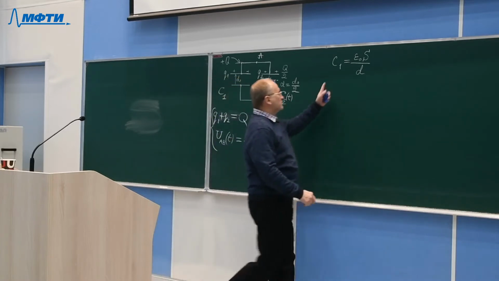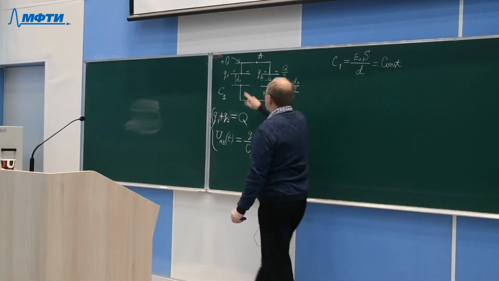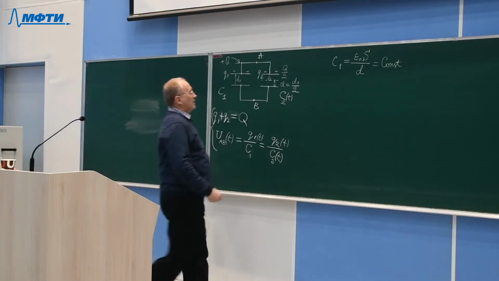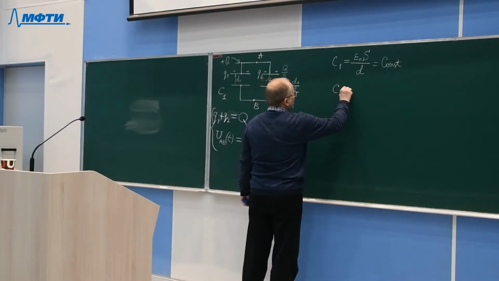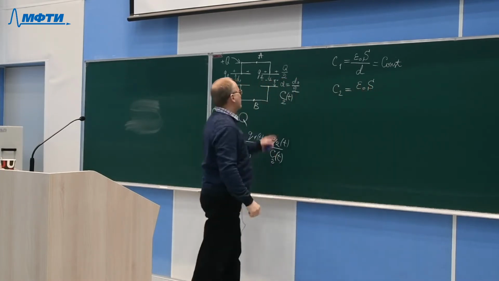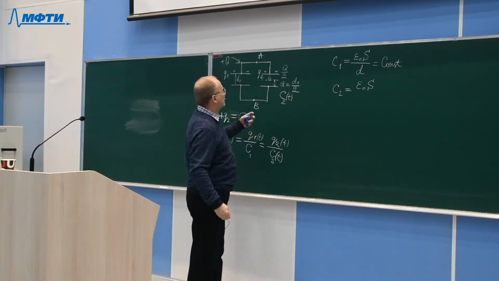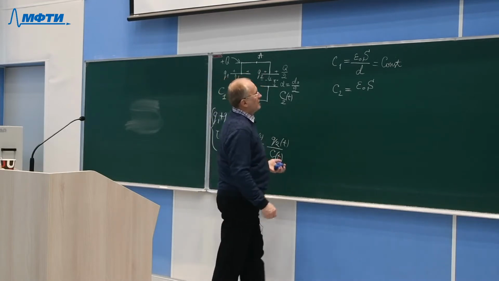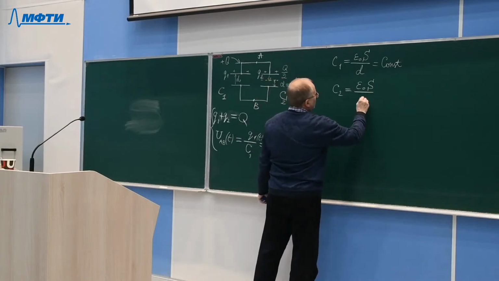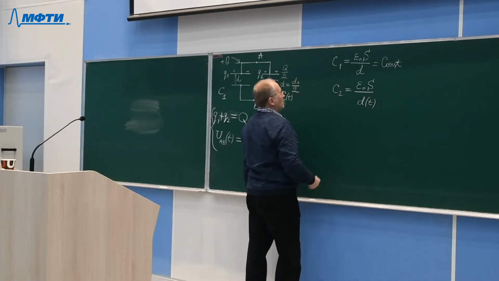And as far as the first capacitor is concerned, this quantity remains constant because we don't change the geometrical dimensions of the first capacitor. The second capacitor can be expressed in a similar way. It will have the same area of the plates because originally the two capacitors were identical. They had equal dimensions. So the same area of capacitor plates for the second capacitor divided by distance, which now is a function of time because we move the upper plate.